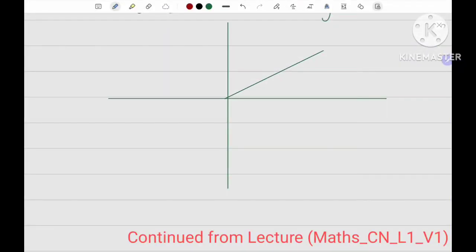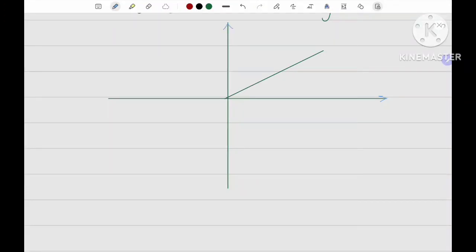So what is the physical meaning of this? Let us see that. So I have this Argand plane. This is the real axis, this is the imaginary axis, and let us say this is the complex number z.